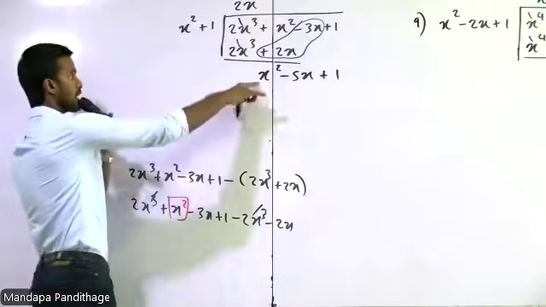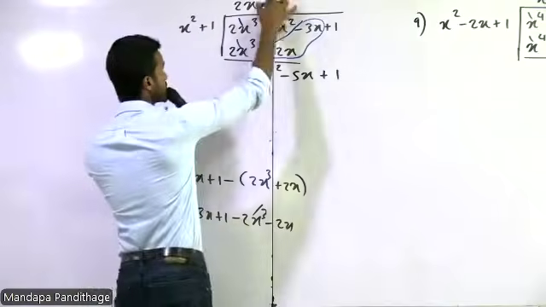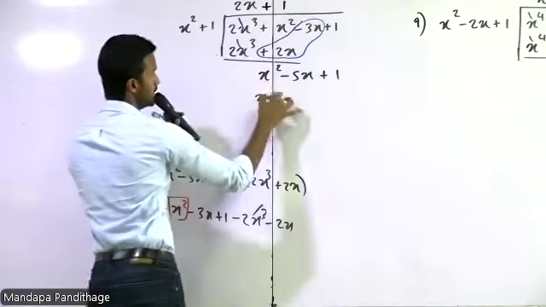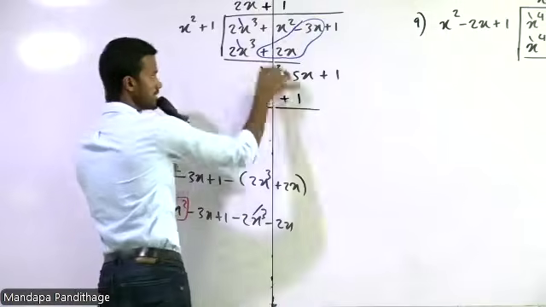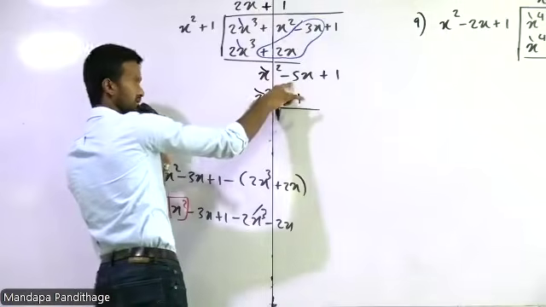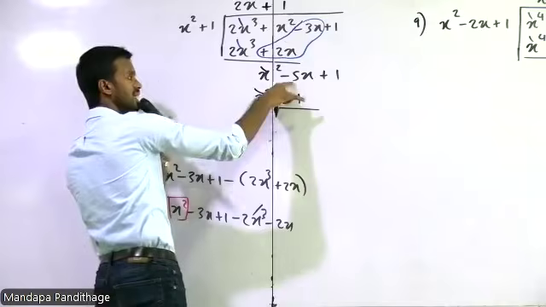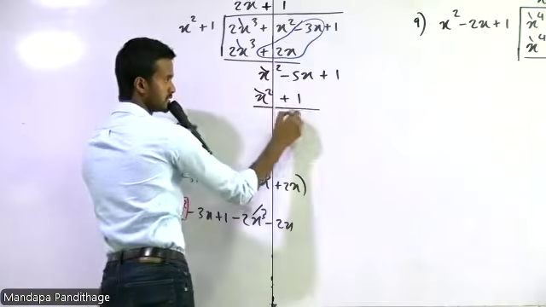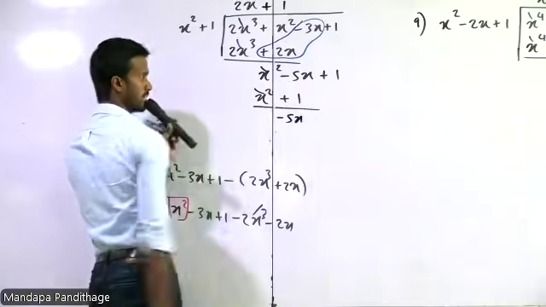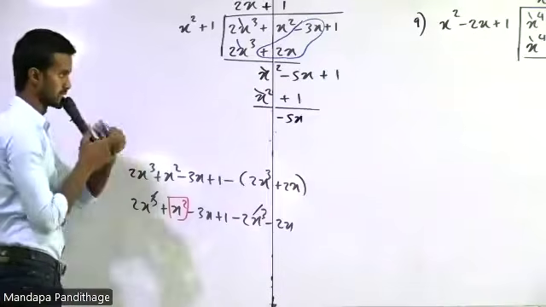Okay. X squared divided by x squared is 1. Multiply, again the same thing. These two cancel off. There's nothing to get subtracted with this one, so it directly comes down. Minus 5x. Here 1 minus 1 is 0, so there's no constant.